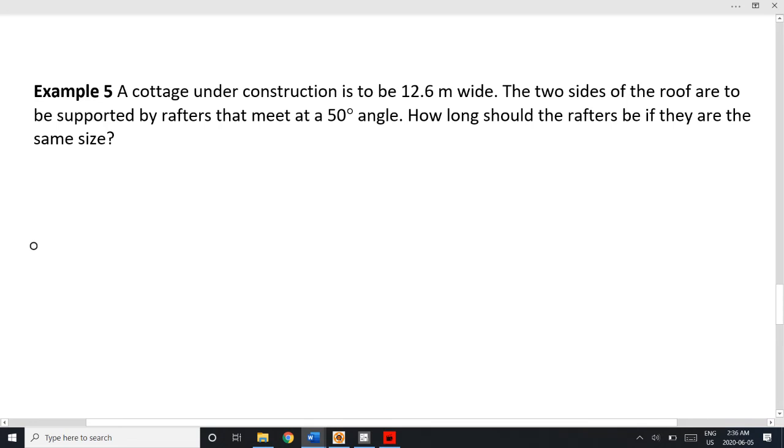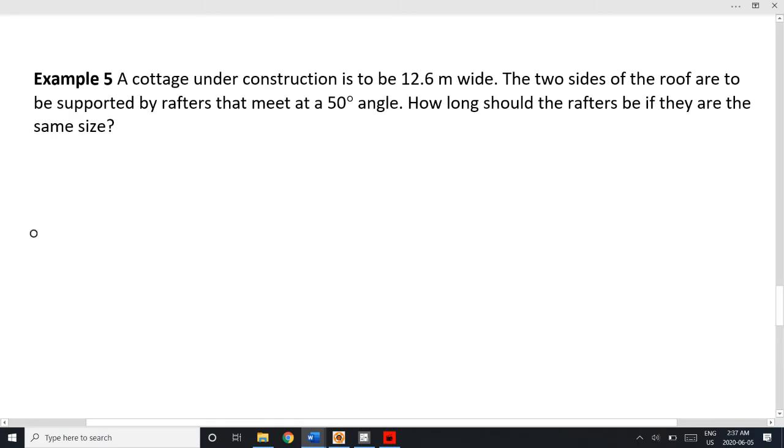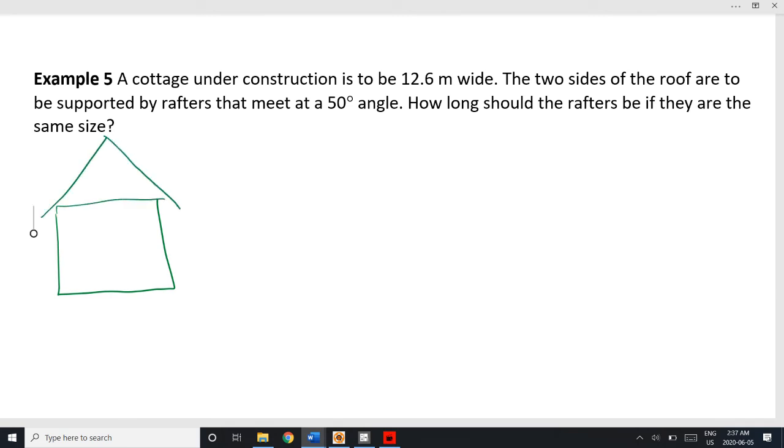Example 5. A cottage under construction is to be 12.6 meters wide. The two sides of the roof are to be supported by rafters that meet at a 50-degree angle. How long should the rafters be if they are the same size? So let's start this example with a diagram. So we have a cottage, and it has a roof on it that we're building. Here's our roof. And these two parts here are the rafters, these parts that support the roof.